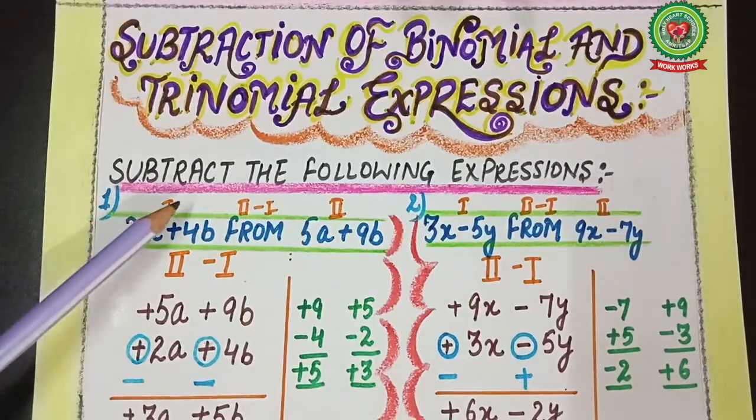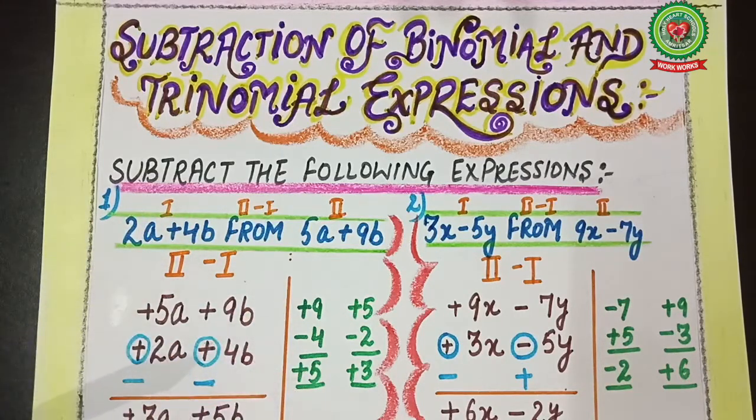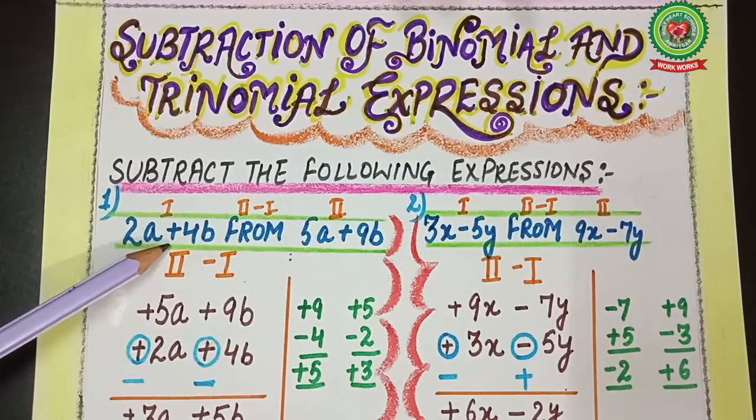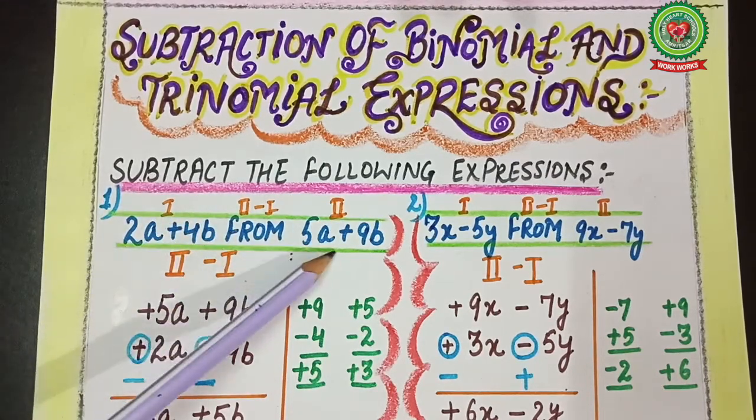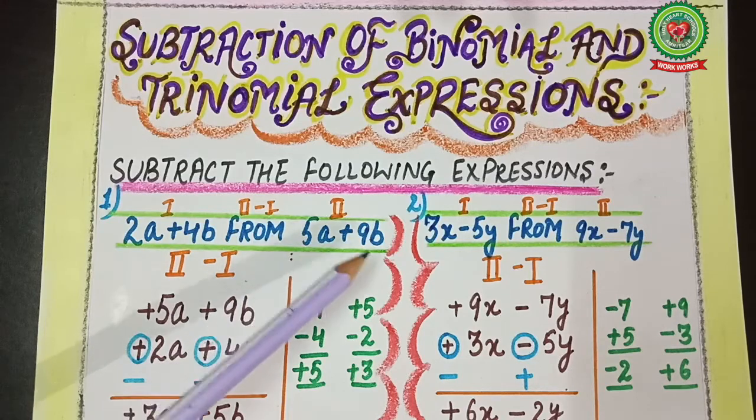Now first read the statement. Subtract the following expressions. We have to subtract the given expressions, right? Now here, 2a plus 4b from 5a plus 9b. Now here you can see that this is a binomial expression. Why binomial? Because it contains two terms, that is, 2a plus 4b. Similarly, it is also a binomial expression because it contains again two terms, right? This is 5a plus 9b.